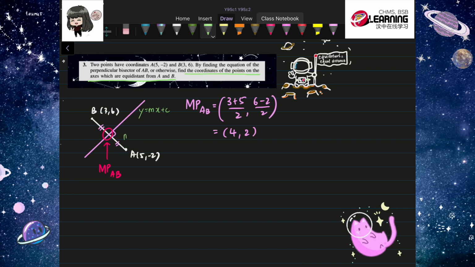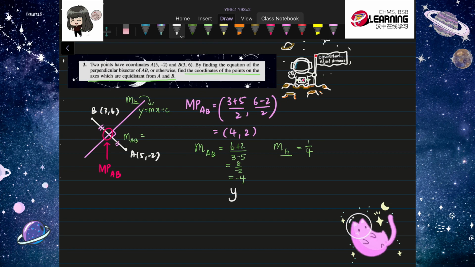Okay, so after I find my midpoint of AB, the second step is to find my gradient. I find my gradient of AB first, then only I can find the gradient of my perpendicular, because I need to find the equation, right? I need the gradient of the perpendicular. So I find my gradient of AB: y2 minus y1, 6 minus negative 2, 6 plus 2, over 3 minus 5. I get 8 over negative 2, so I get negative 4. And the gradient of my perpendicular will be the negative reciprocal, so 1 over 4.